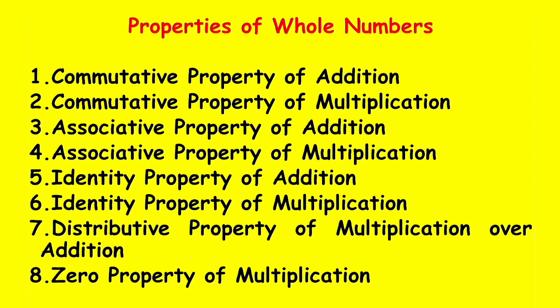Before we end, let's review again the properties of whole numbers. First, commutative property of addition. Second, commutative property of multiplication. Third, associative property of addition. Fourth, associative property of multiplication. Fifth, identity property of addition. Sixth, identity property of multiplication. Seventh, distributive property of multiplication over addition. And the last, zero property of multiplication.